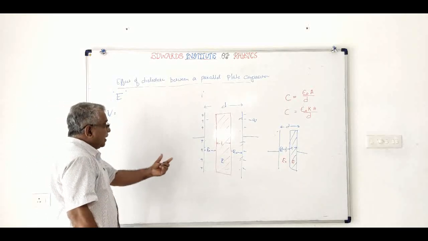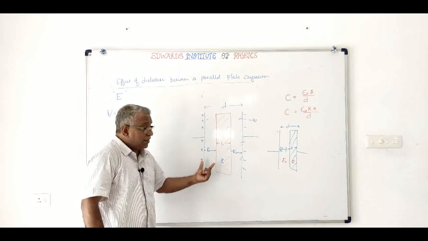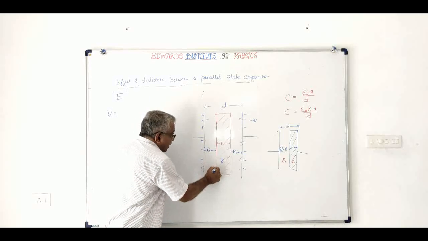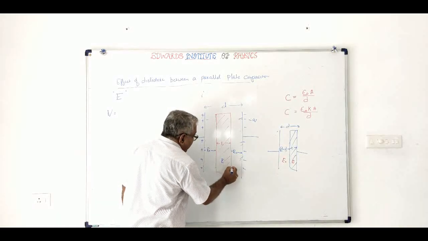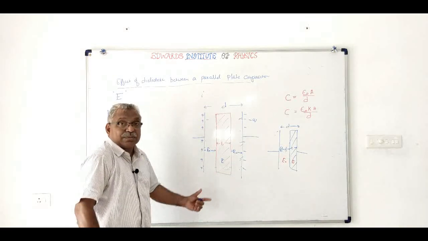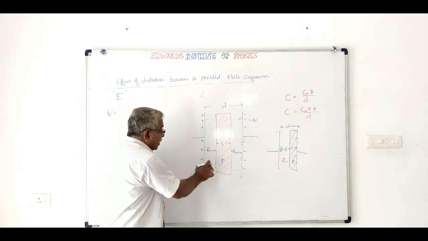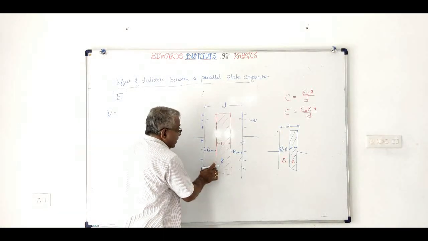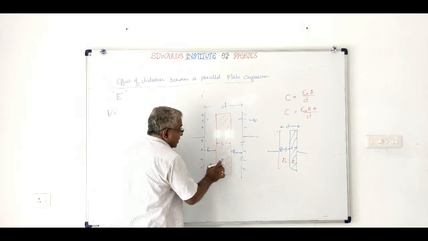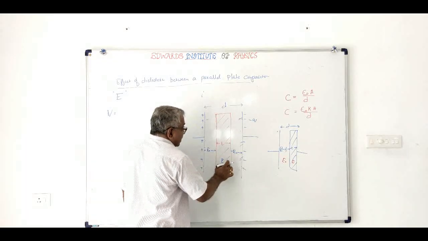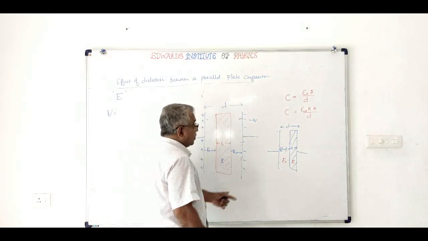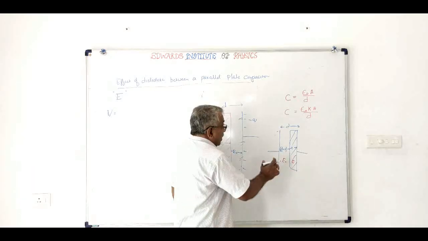Potential will be the work done in moving a positive charge from here to here, from here to here, again here to here. So three regions are there. So here to here I have to do E0 into this thickness. Here also E0 into thickness. Here E into this thickness.